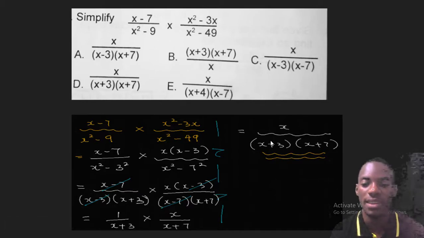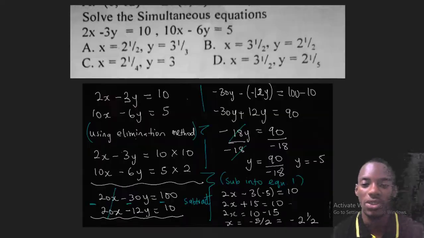If you multiply, you'll be getting x on top over this and this. That will give me (s + 3)(s + 7), and that is the answer to that question, making option D the correct answer.